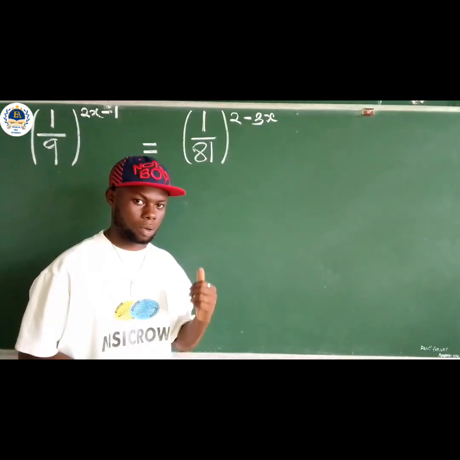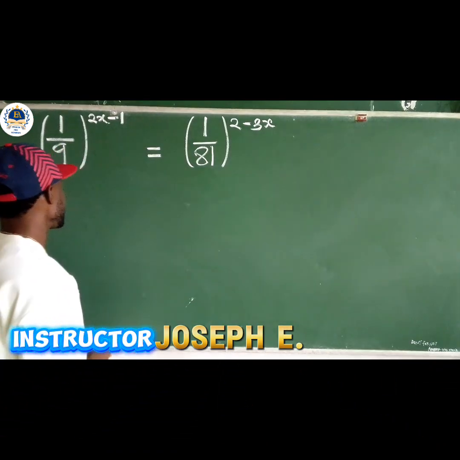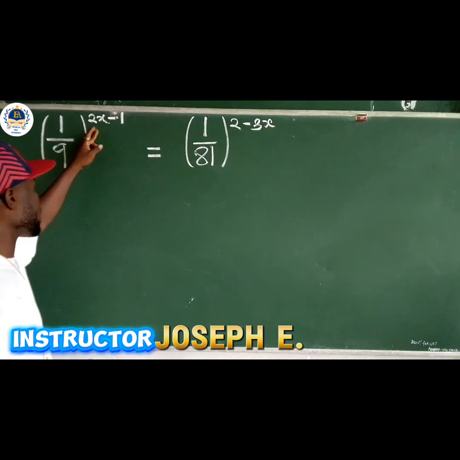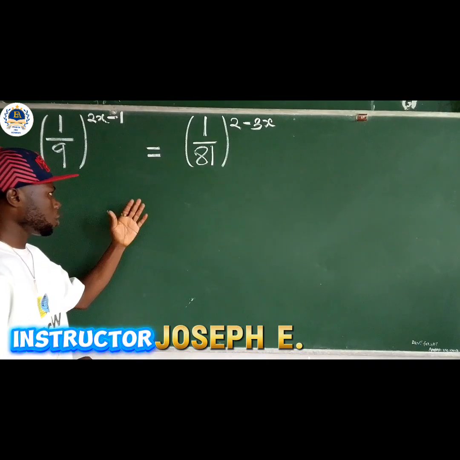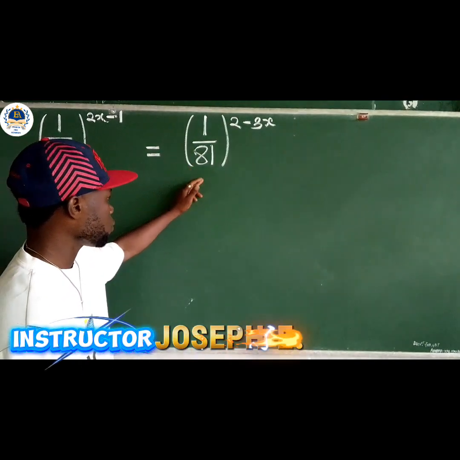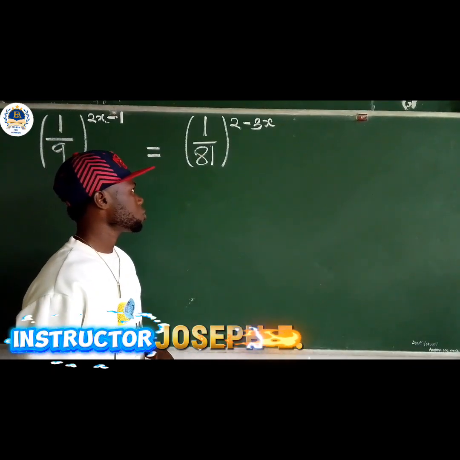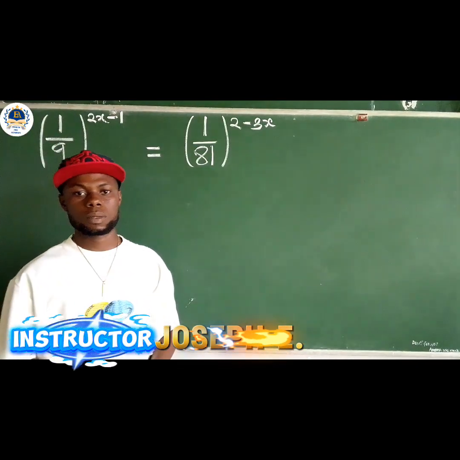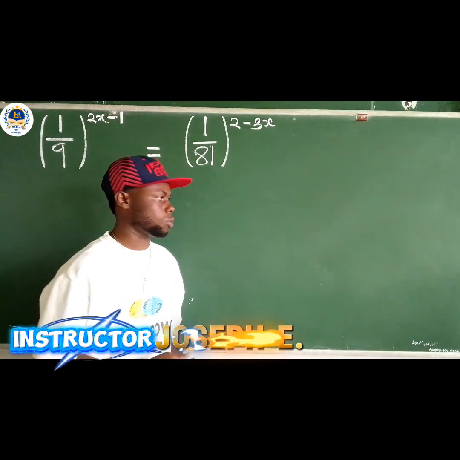Let's consider this question on the board. The question is (1/9) raised to the power of 2x minus 1, which equals (1/81) raised to the power of 2 minus 3x. The first thing that must be written down is solution.